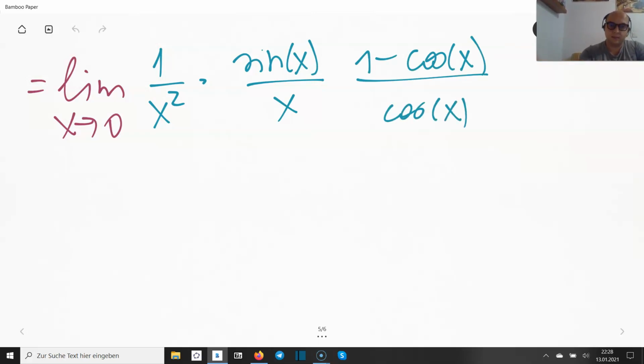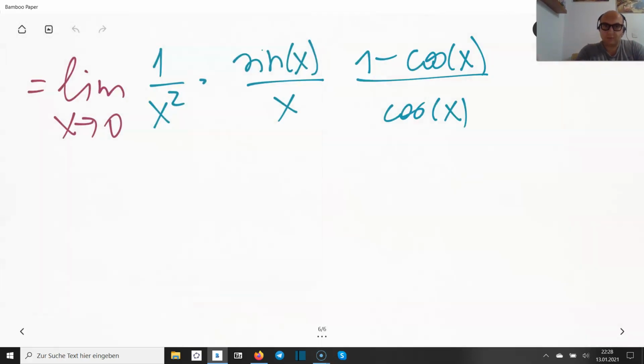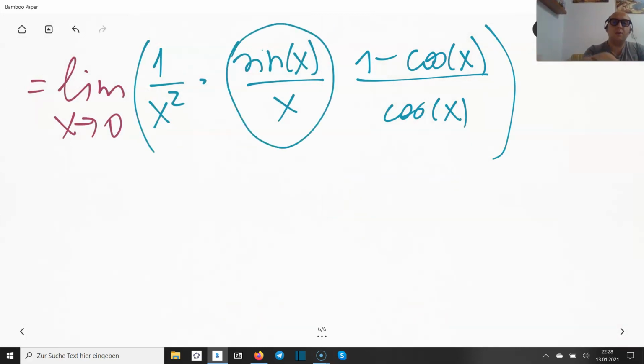Is that right? Let me check. Yeah, that seems to be fine. So if you remember, this one is going to be 1. So we're almost done with that. What should we do with the second one? Well, we're having 1 minus cosine of x, and we would like to handle it.